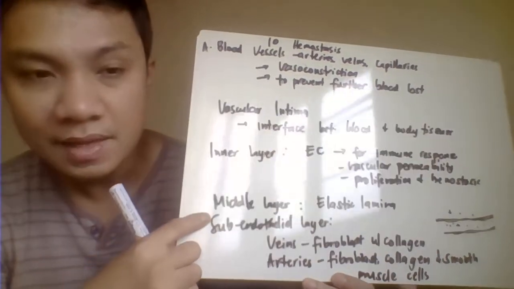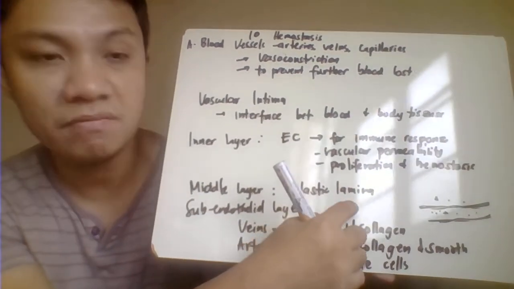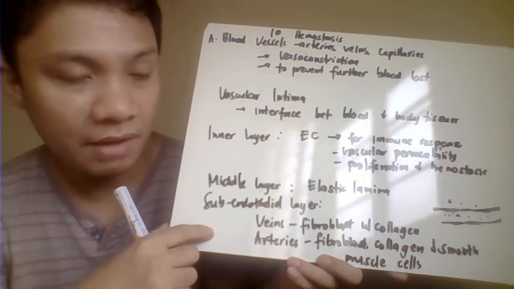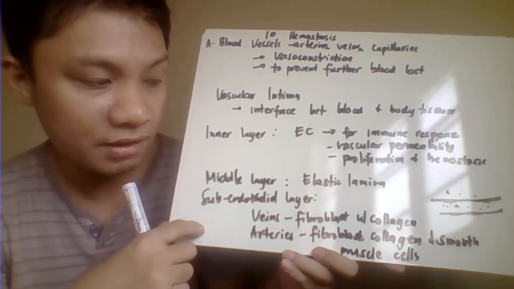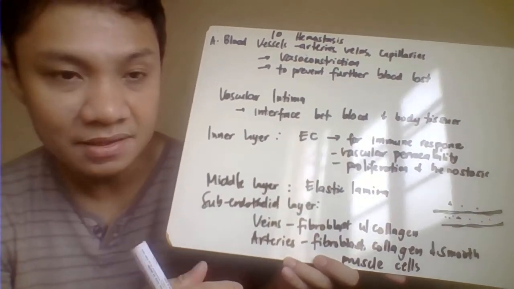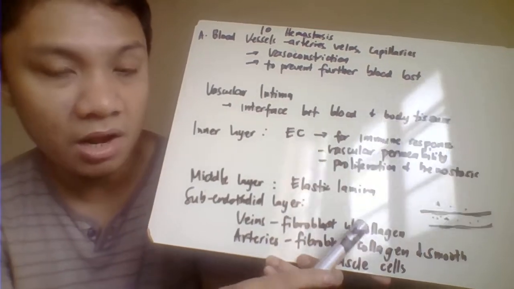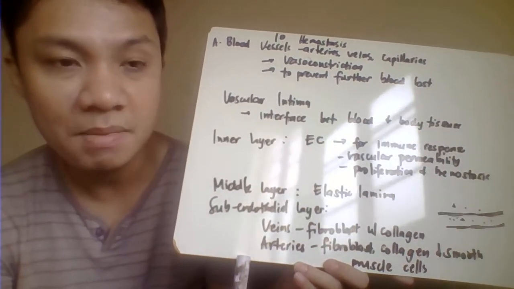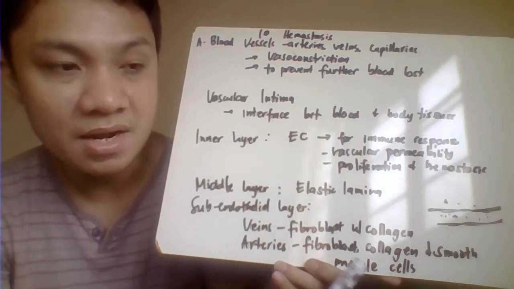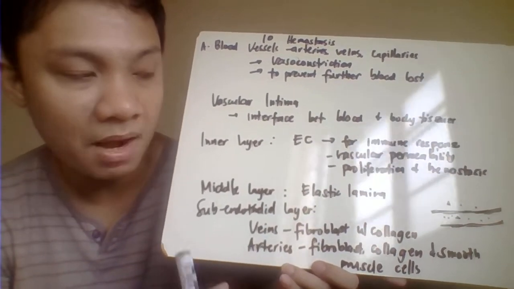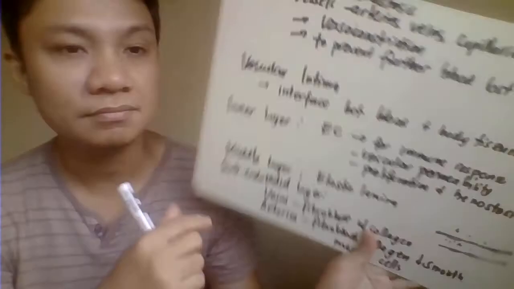hemostasis. The next layer, we have here your elastic fibers, and then we have the subendothelial layer, which is primarily made up of your connective tissues. For your veins, it's made up of the fibroblasts and collagen. For the arteries, made up of the fibroblasts, collagen, and we have also here your smooth muscle cells.